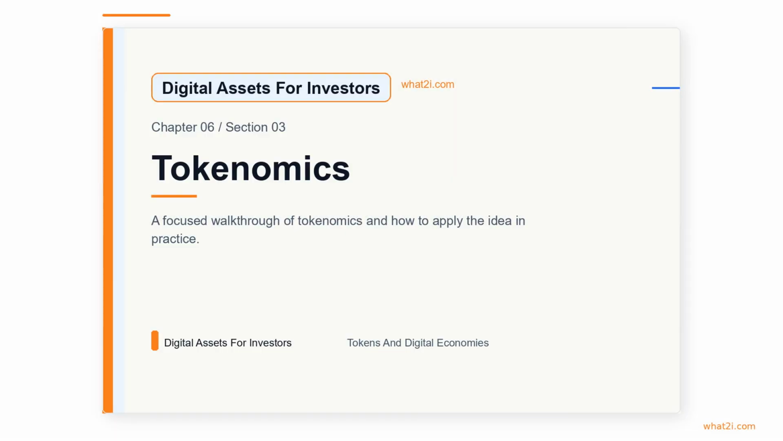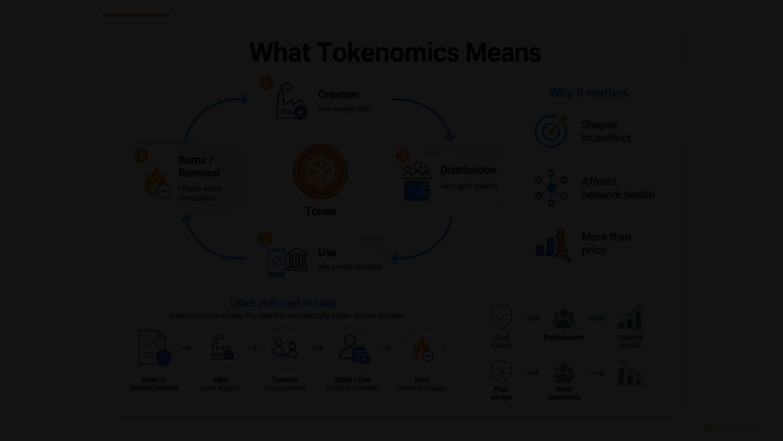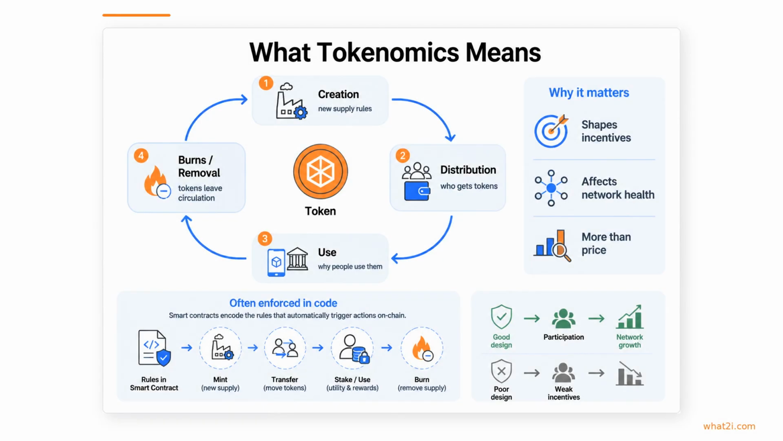Chapter 6, Tokens and Digital Economies. Section 3, Tokenomics. Tokenomics is the economic design of a digital token. The rules for how tokens are created, who receives them, what they're used for, and when they might be removed from circulation. That matters because those rules shape incentives, influence behavior, and affect whether the network stays healthy over time.